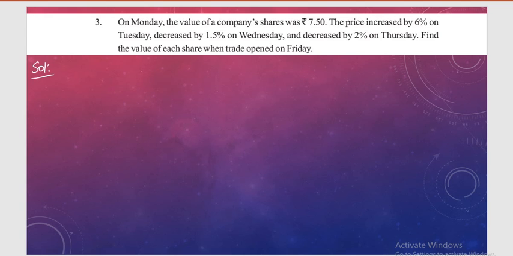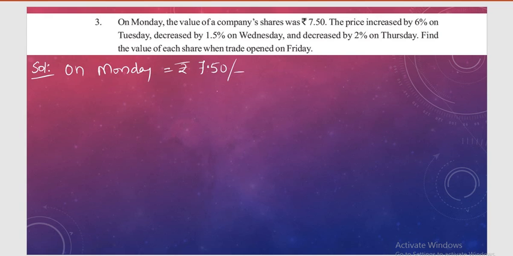See here, Monday it is 7 rupees 50 paisa. Shares are with respect to money, right? The price may fluctuate day by day. On Tuesday it is increased by 6%, on Wednesday decreased by 1.5%, and on Thursday decreased by 2%. These are the percentages given. Based on this, you need to find the value of that particular share when trade opens. We can do this in two ways. First, on Monday the price of the share is 7 rupees 50 paisa.